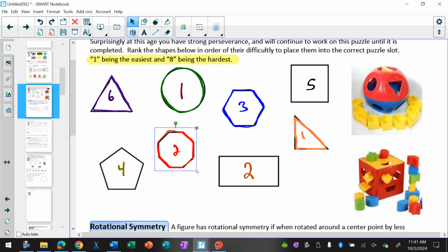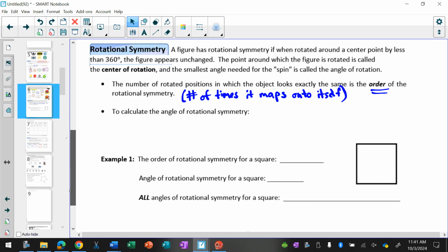The octagon here, 1, 2, 3, 4, 5, 6, 7, 8, maps onto itself 8 times, so it has an order of 8. The square would have an order of 4 because it would map back onto itself 4 times within one spin of 360 degrees. 1, 2, 3, 4. So it has an order of 4. Equilateral triangle would be 3, pentagon would be 5. So that's order.